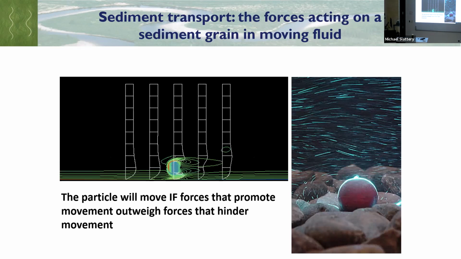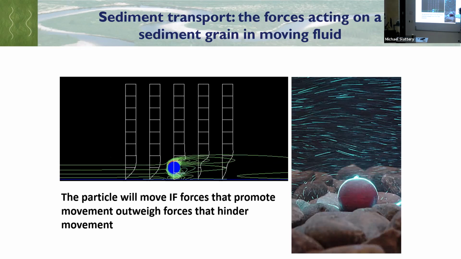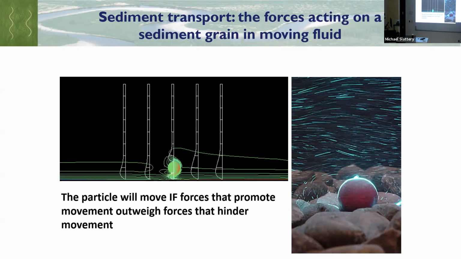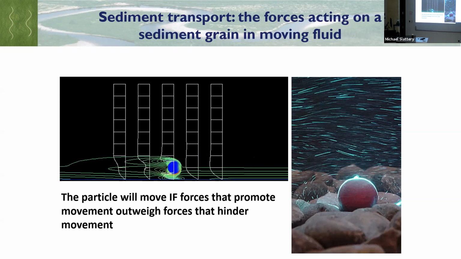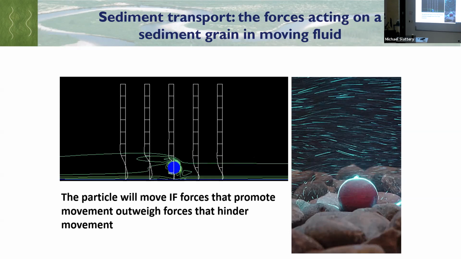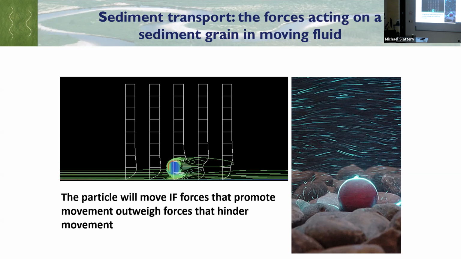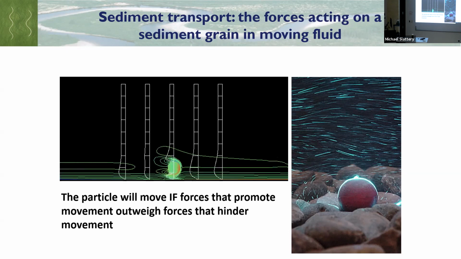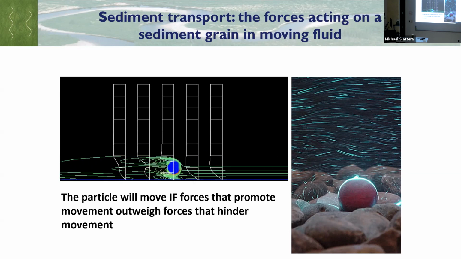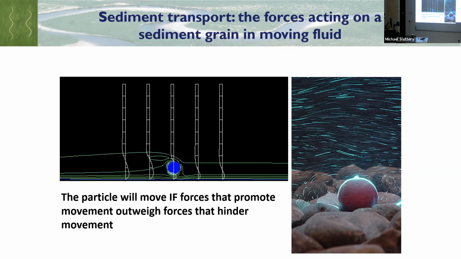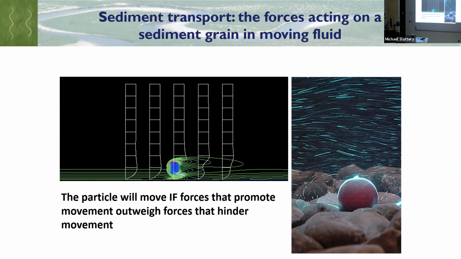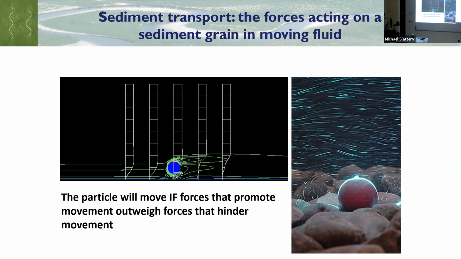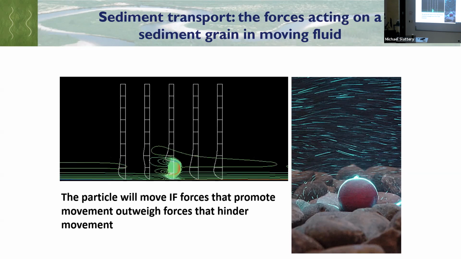So we're going to start simply. Here's our grain. Okay, kind of looks like an apple, but we are going to use a nice round little spherical grain sitting on a bed. Okay, and as I've said, any particle will move if the force that is exerted on that grain is greater than the forces of inertia, the forces that want to keep that grain sitting there, right?